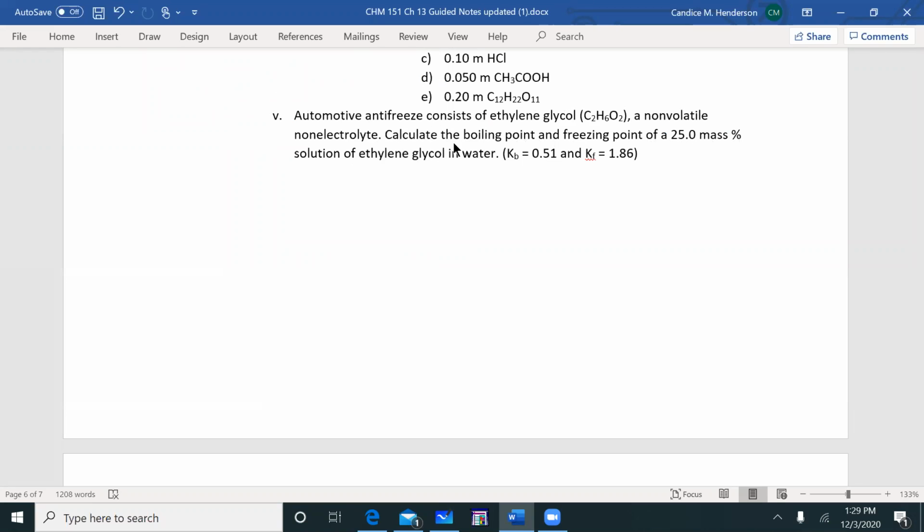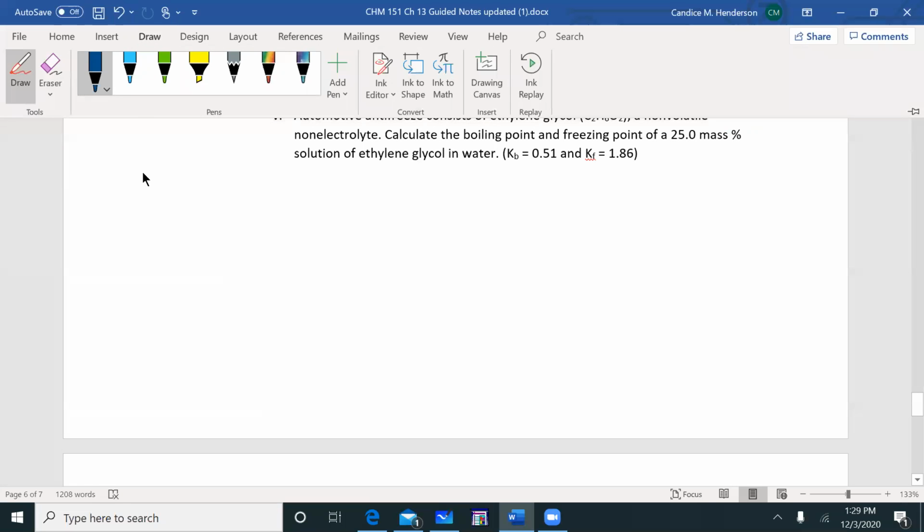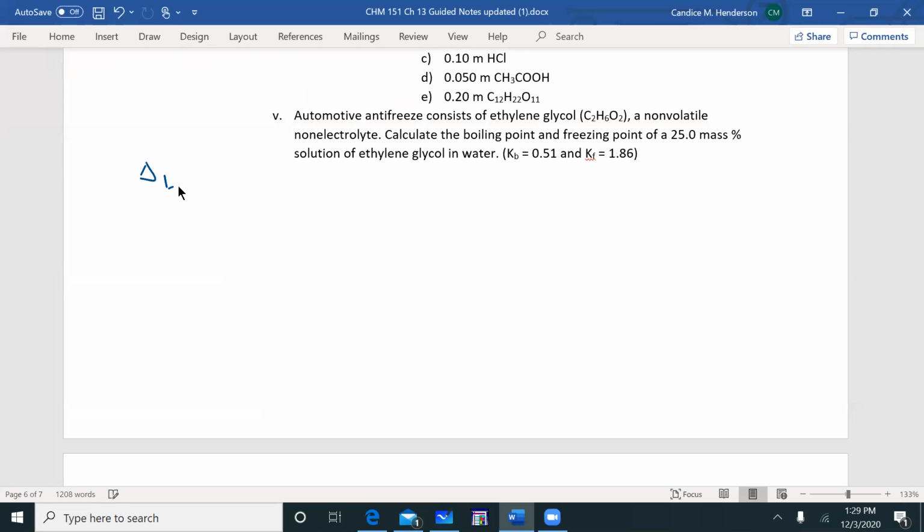So we're going to have some sort of change in our boiling and our freezing point. So let's just write out our equations for each of those. The change in boiling is going to equal our KB times our molality times our i. Sorry, let me put a temperature. Delta T, our change in temperature of freezing, will be similar to this, but it's going to be our KF times our molality times our i.